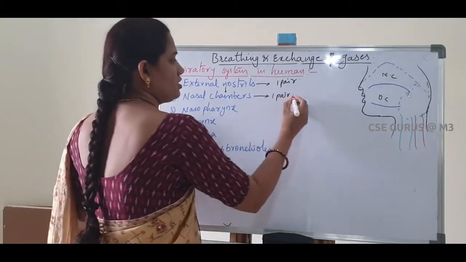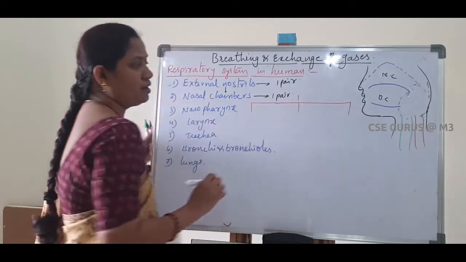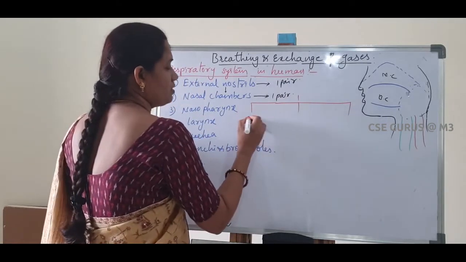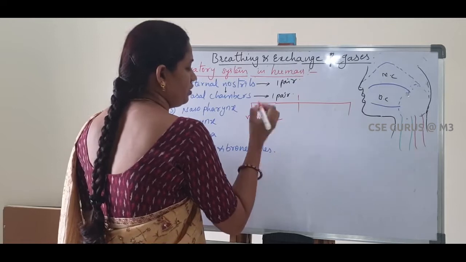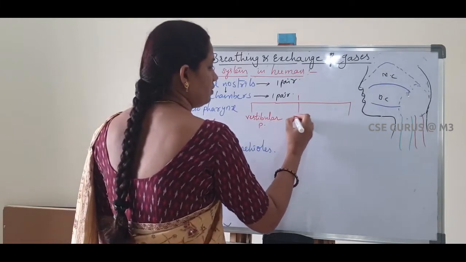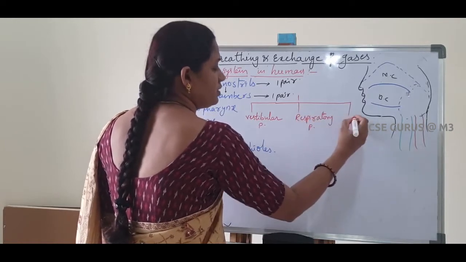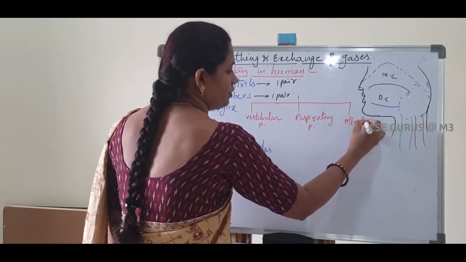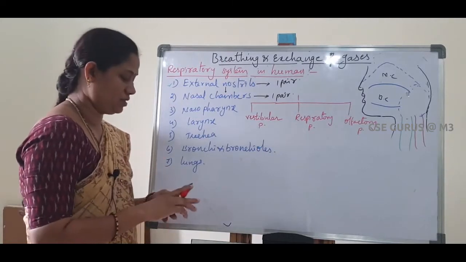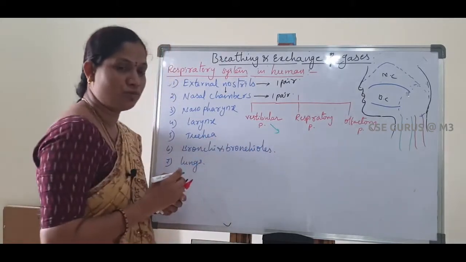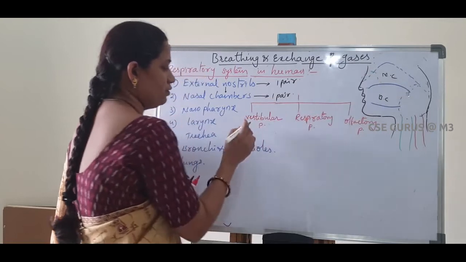Each nasal chamber can be divided into 3 regions. They are, first one, vestibular part or region. Next, respiratory part. Third one is olfactory part. First of all, I will tell you about the vestibular region. The anterior part is called the vestibular region.